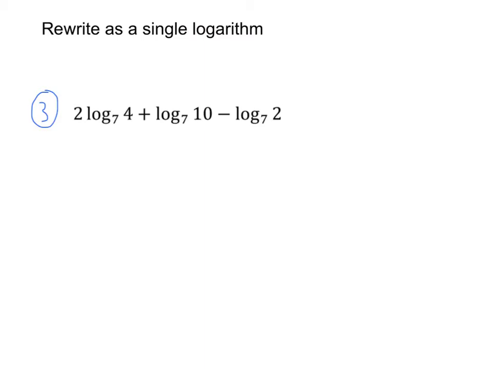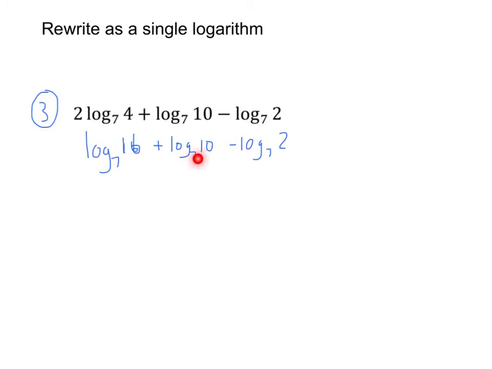Here's how this one would work, so you can check to see if what you did is right. The first thing I would do is take care of this 2. Remember, that can become an exponent. So this would become log base 7 of 4 squared, which is 16, plus log base 7 of 10 minus log base 7 of 2.